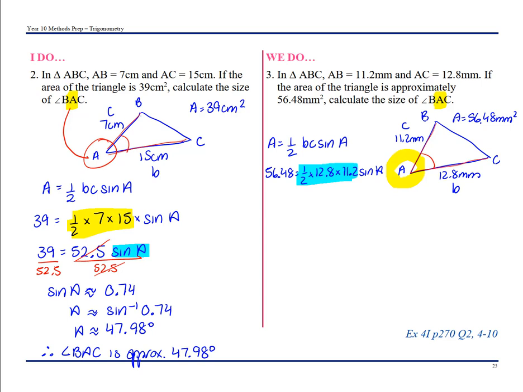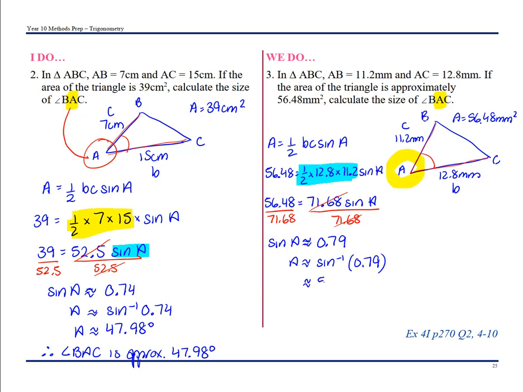Multiply what we have on the left-hand side: 56.48 equals a half times 12.8 times 11.2, which is 71.68 sine of A. Now I'm going to divide both sides by that 71.68. So they cancel. So now I have sine of A equals 56.48 divided by 71.68, which is approximately 0.79. So our A is approximately inverse sine of that. And we get approximately 51.99 degrees. So therefore, angle BAC is approximately 51.99 degrees.